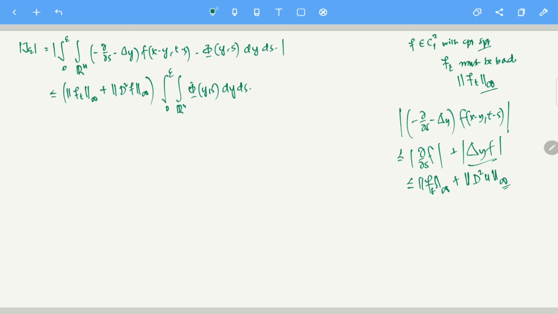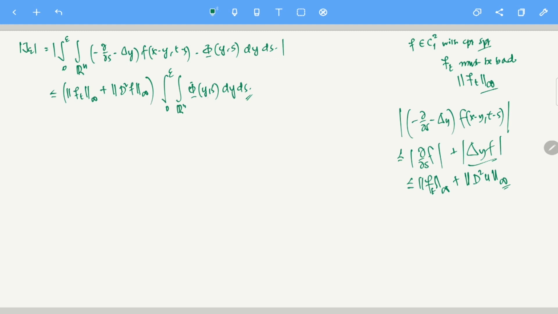So I hope this calculation is clear. Delta y of f is getting dominated by d2 of f, and f of t is basically f with respect to the second variable, which is always bounded by the maximum norm of ft. Okay, so that is what I am doing. So you take this thing, and what is left out is the integral from 0 to epsilon over Rn of phi of y, s, dy ds.